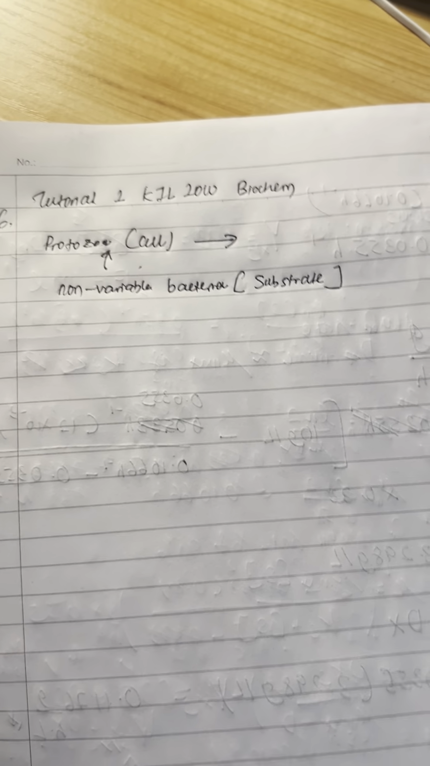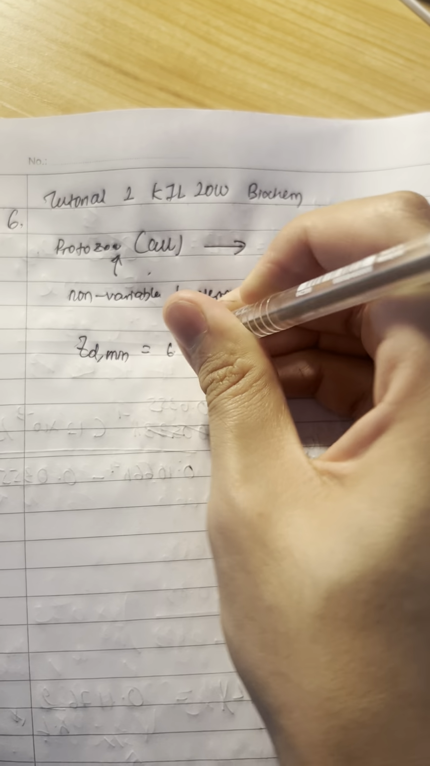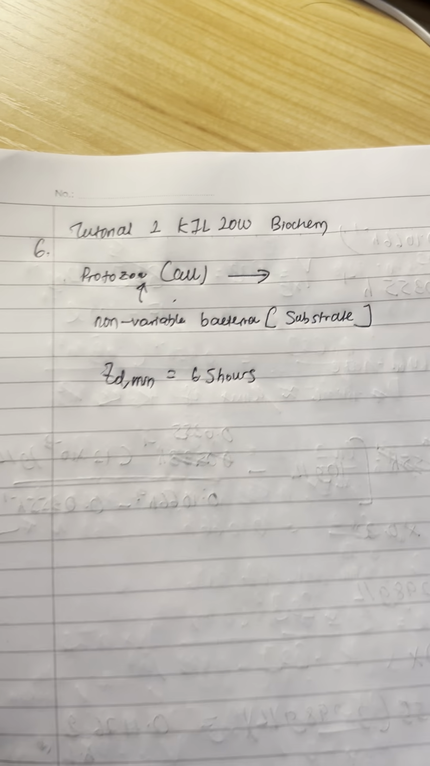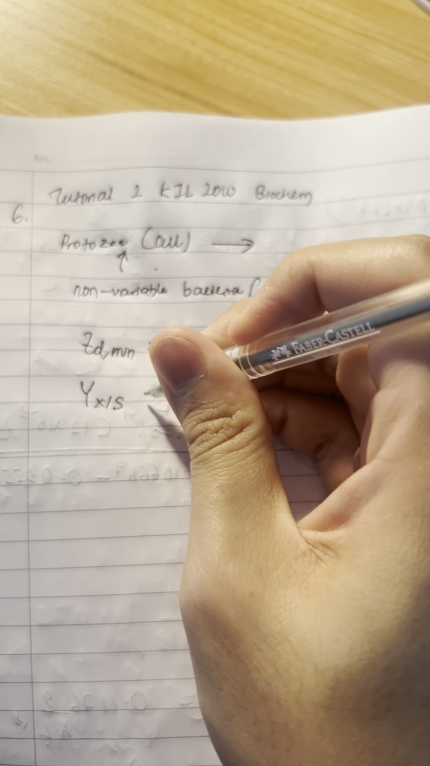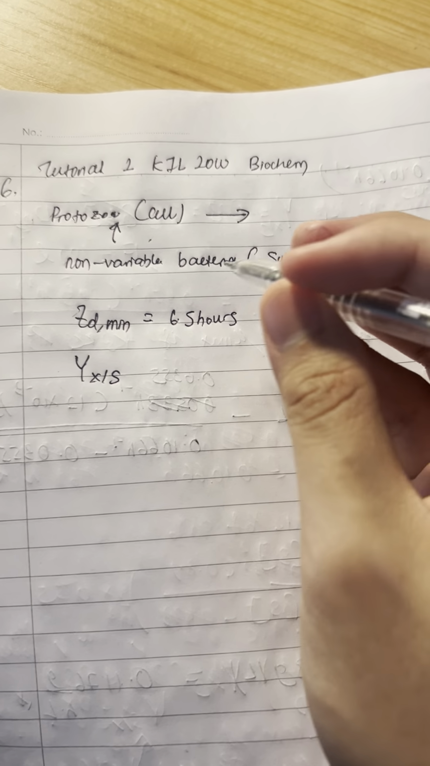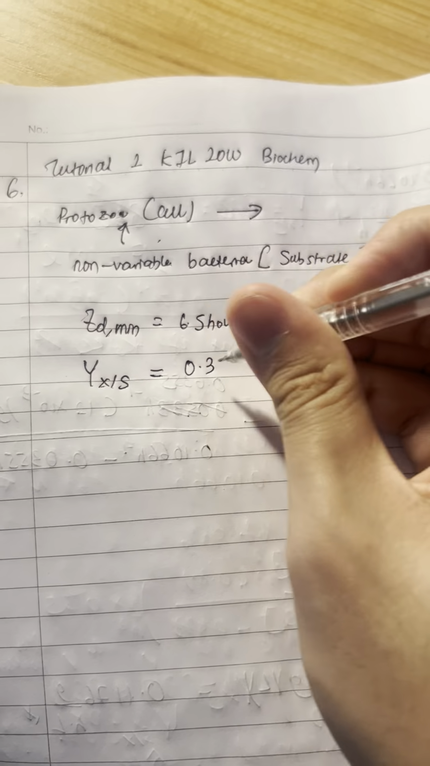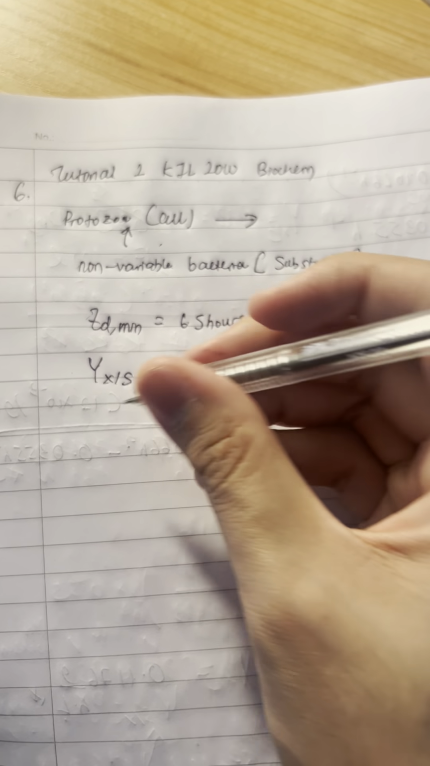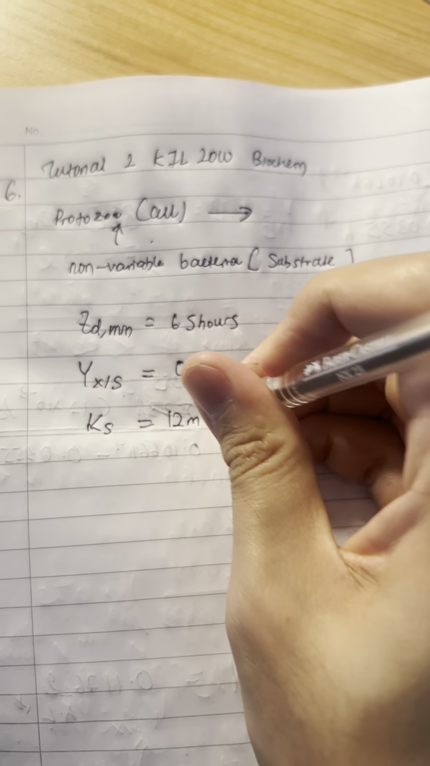Okay, so if you have read through question number 6, it mentions that the minimum doubling time is 6.5 hours, and the yield of biomass over the bacteria. Again, it mentions bacteria, but it's a dead bacteria. Just put that in your mind. The yield is 0.33. Another one is the substrate constant, which is 12 milligram per liter.